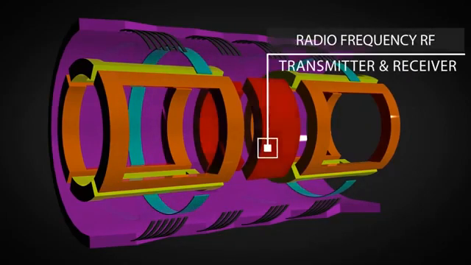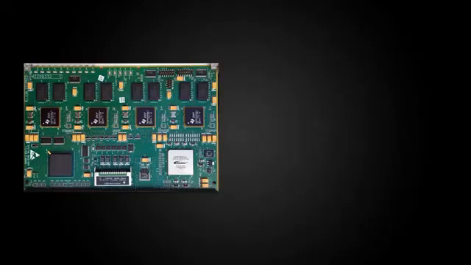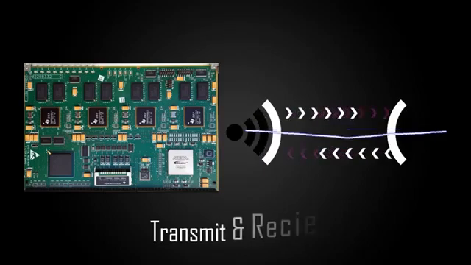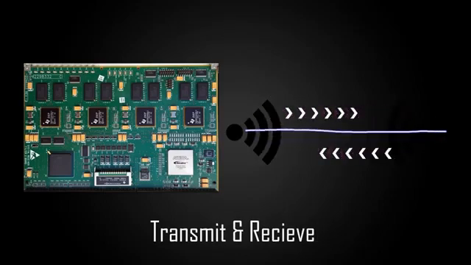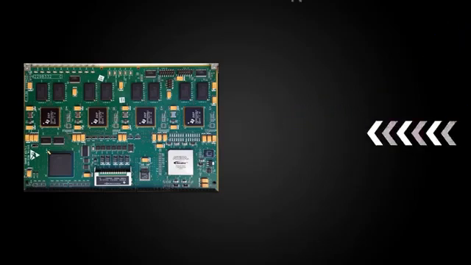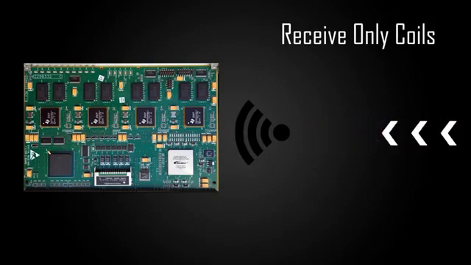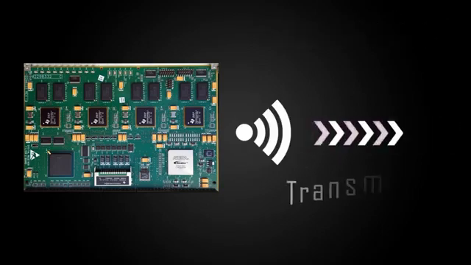The function of the radio frequency coil is to transmit radio frequency waves into the patient's body. RF coils create the B1 field which rotates the net magnetization in a pulse sequence. RF coils can be divided into 3 general categories. 1. Transmit and receive. 2. Receive-only coils. 3. Transmit-only coils.